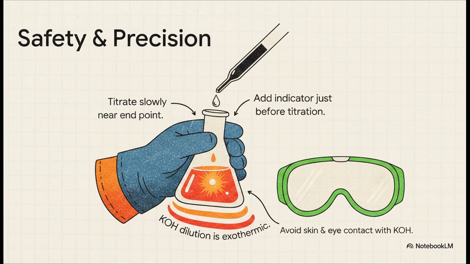First, you have to add your indicator just before you start titrating. Second, when you see those pink flashes lingering longer, you must slow your titration down to a crawl. I mean, drop by slow drop. If you overshoot it and the liquid turns a dark magenta, your data is completely ruined. Obviously, avoid any skin or eye contact with the KOH.